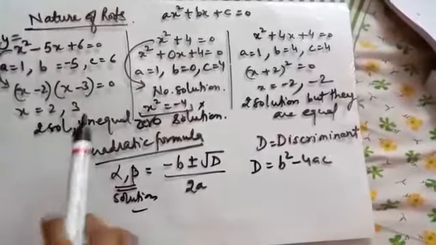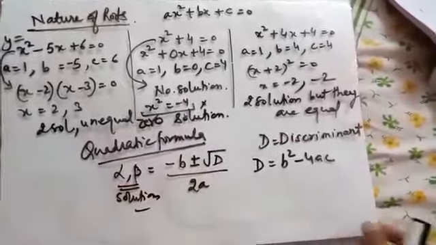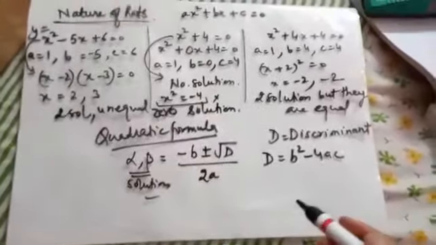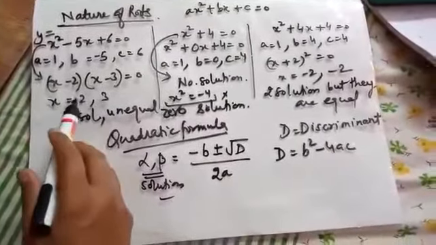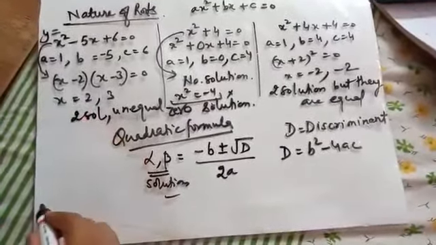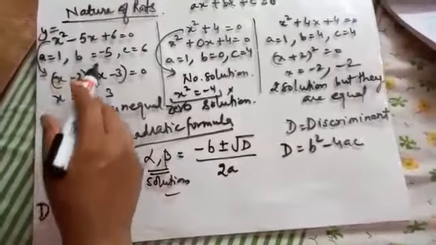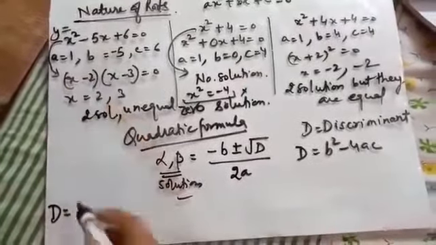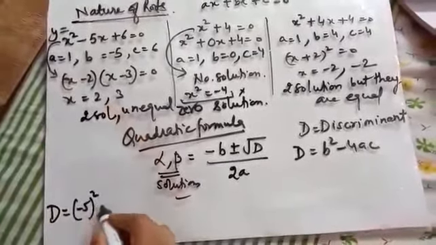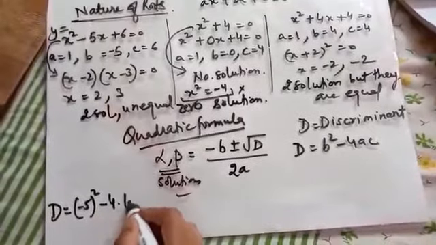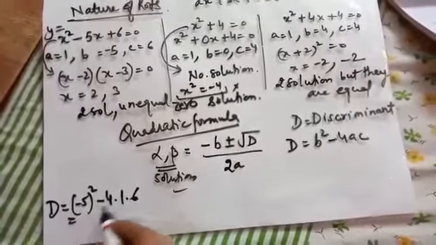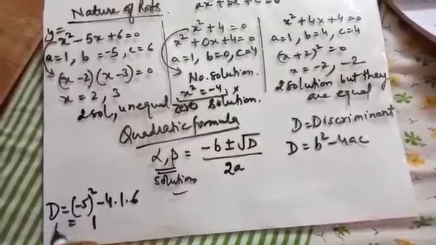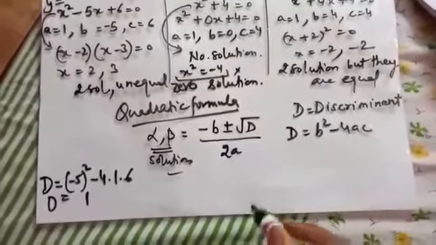Now in every question I will find out the value of d. Let us check the value of d here when the roots are 2 and 3. So the value of d will be equal to b square minus 4ac. So b square is minus 5 whole square minus 4 into a is 1 and c is 6. So how much is it? 25 minus 24. The answer is 1. So the value of d is 1 here.